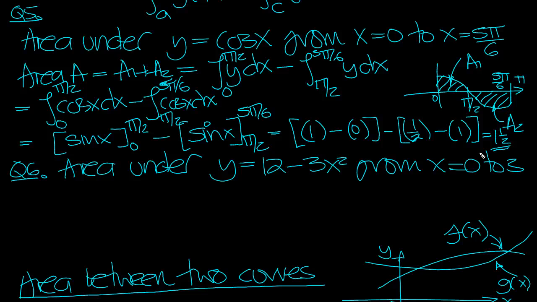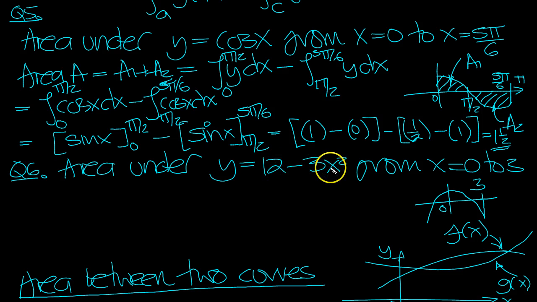For example 5. Okay, good. So let's move on to 6. Area of this. So I'll do a quick sketch here. 12 minus 3x squared. So it's an N-shaped curve, like so. We're doing it between 0 and 3. There's the 3 value, there's the 0.